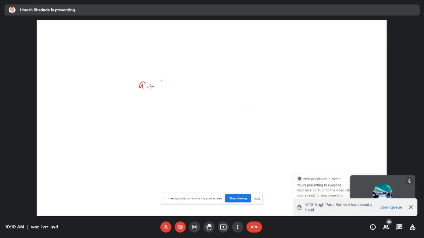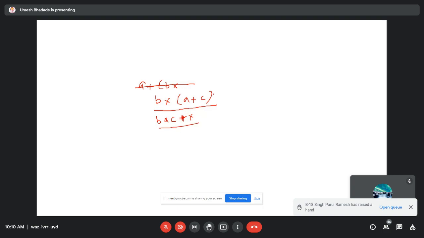Just like say A plus B star, sorry, B star A plus C, right? Suppose this is my expression. So what you should do first, addition should be done, na? And then multiplication. So I will write BAC plus star, right? BAC plus star. Now for writing this, I have considered this parenthesis, right?